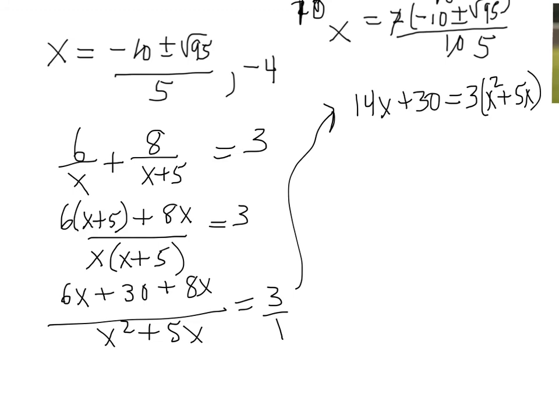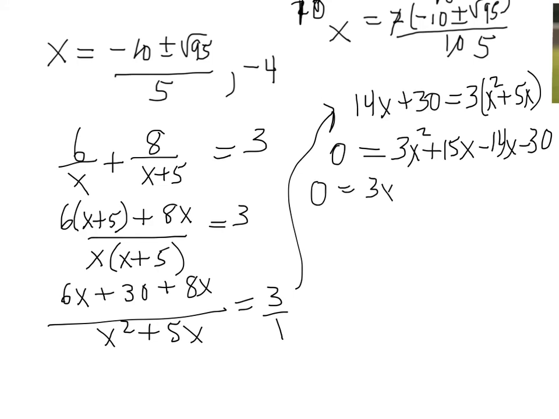And again, now I have a quadratic. I'm going to set it equal to 0. I'm going to bring these two terms over there. So it's going to be 3x squared plus 15x minus that 14x minus the 30. I brought that to this side. So then we're going to have 3x squared plus 1x minus 30 equals 0. Now I'm going to see if I can factor this. Looks like it might factor, because that's always easier.